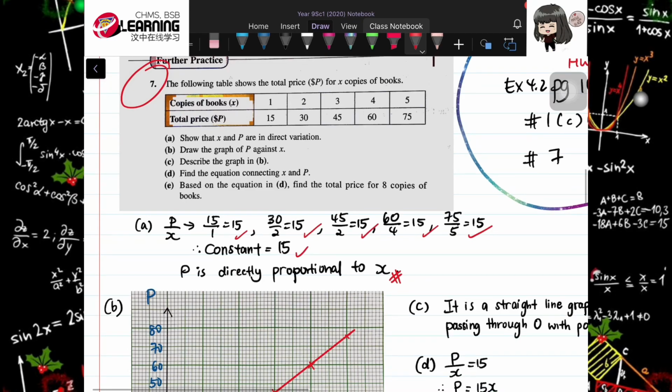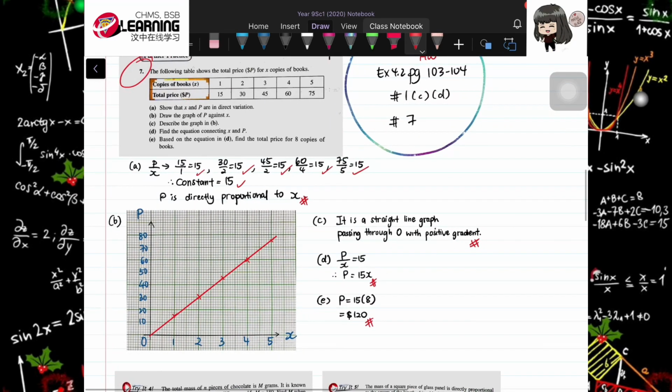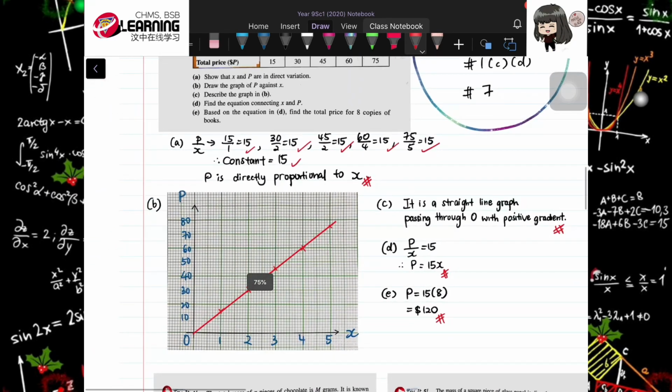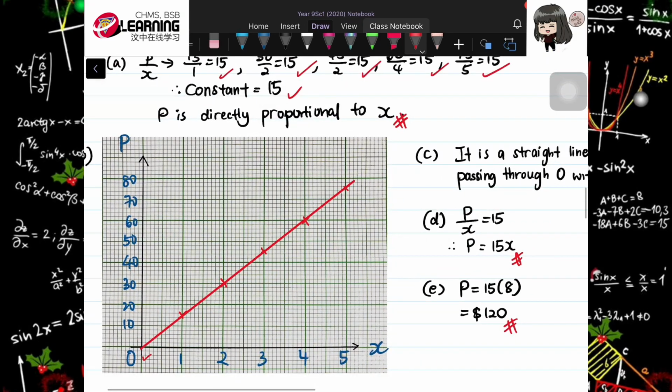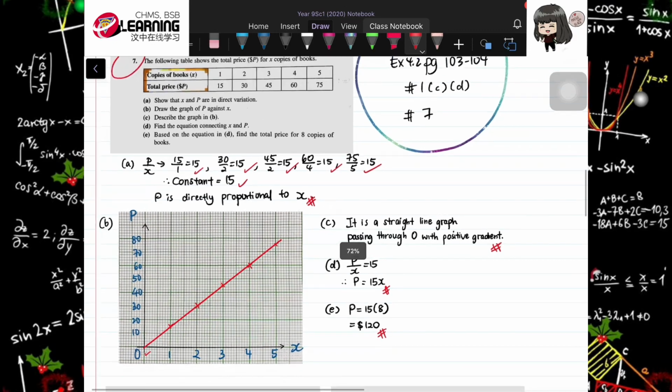Part B, draw the graph of p against x. So this is the graph, p against x, so it's y-axis against x-axis, y over x. Your graph is starting from 0. It's always starting from 0 for direct variation. I hope you plotted the correct one, because when you connect all of this, it will be on the same straight line.